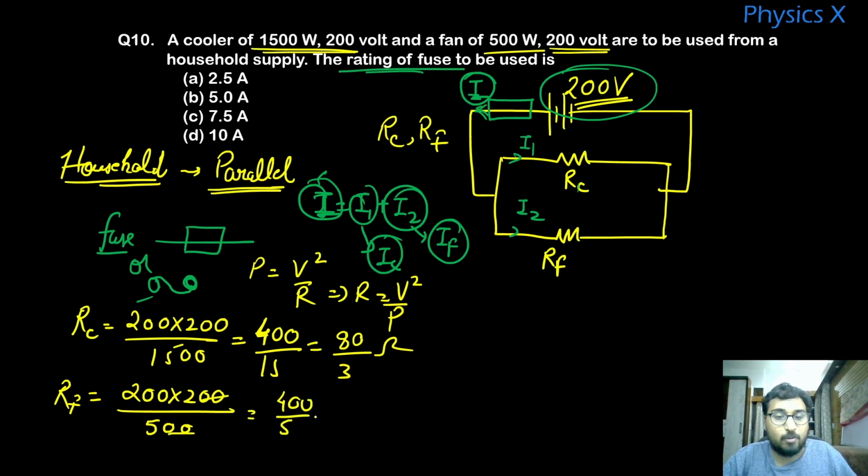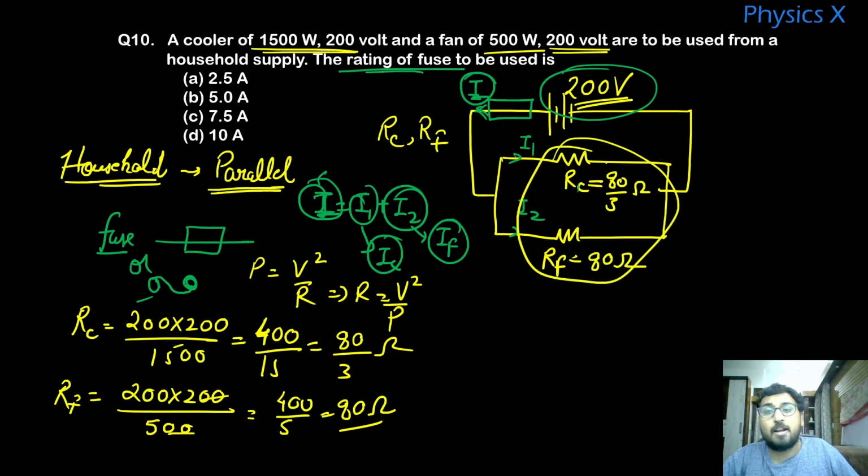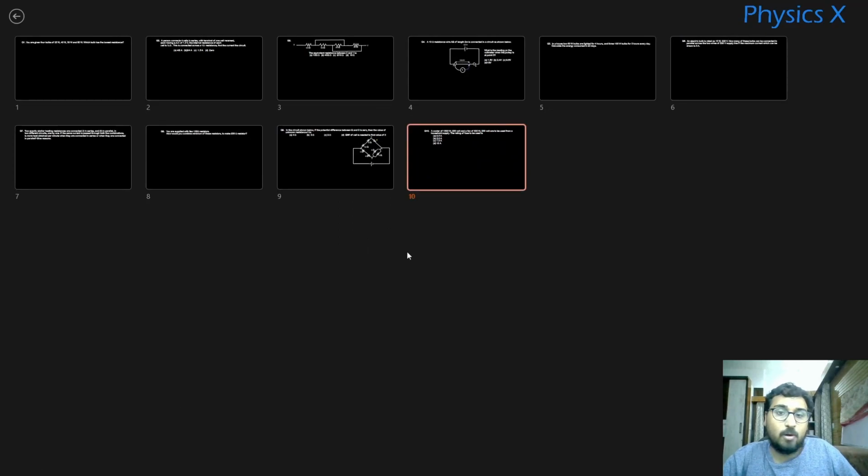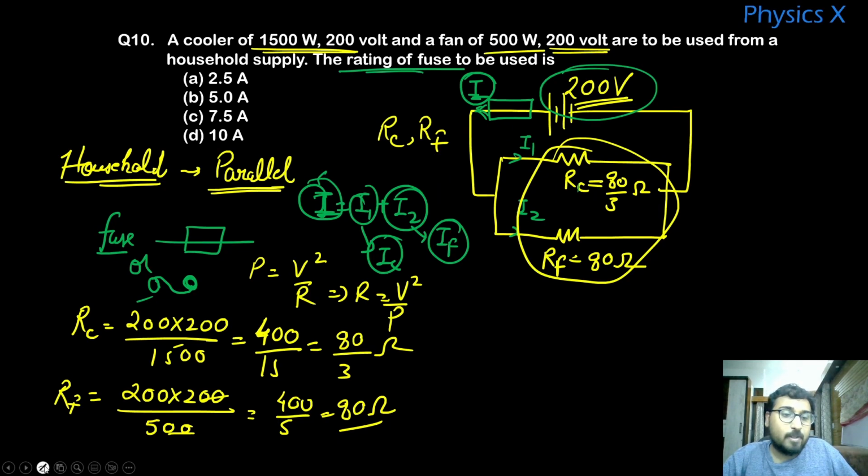400 by 5, or I can write 80 ohms. So this value is now 80 by 3 ohms, and this is now 80 ohms. So these are in parallel, right? So I need to find the parallel combination of these two. So R equivalent I will find. So what is R equivalent?